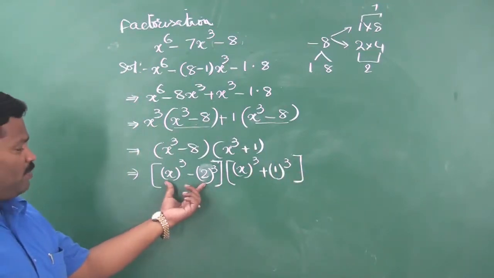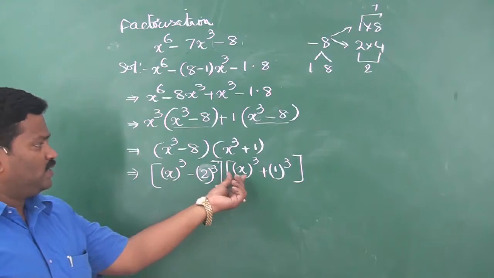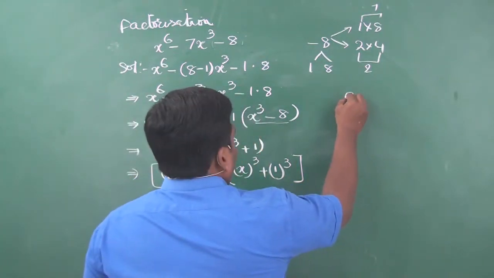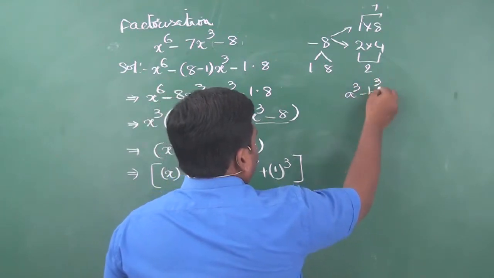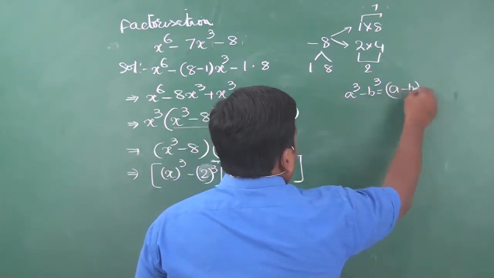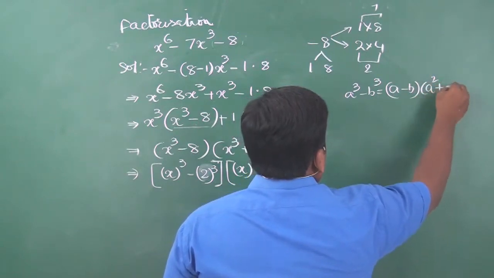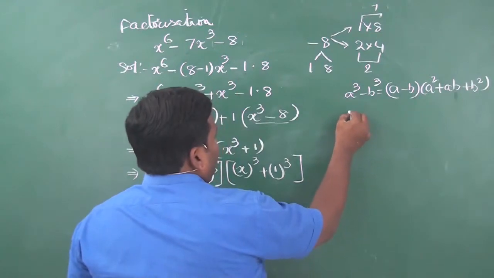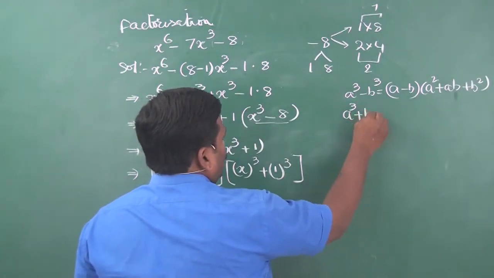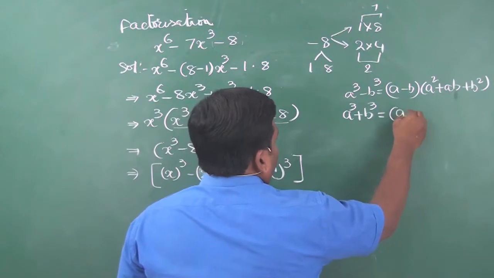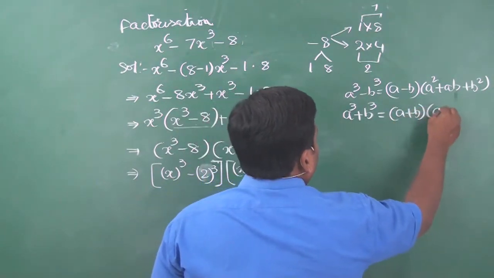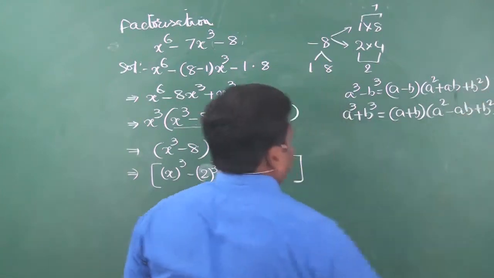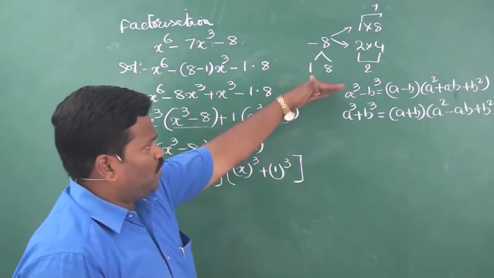Now these two are in the form of a cube minus b cube and these two are in the form of a cube plus b cube. What are the factors of a cube minus b cube? a minus b into a square plus ab plus b square. And what are the factors of a cube plus b cube? They are a plus b into a square minus ab plus b square. Apply these two identities here.